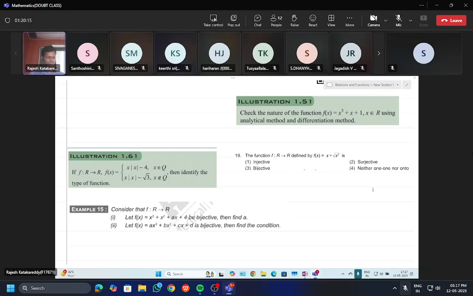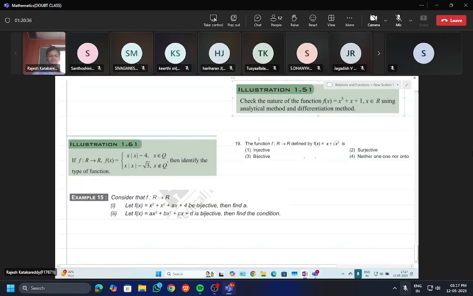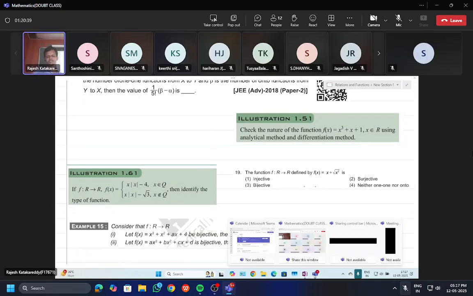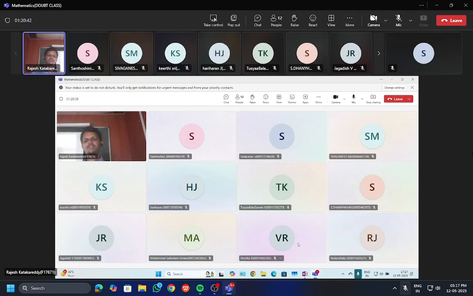Sir, in this problem do we use both the methods? Which one? The analytic one, 1.51? That is not required. Just use the differentiation method. Remaining we'll see in the f of x1 equals f of x2 method. We assume x1 and x2 are two distinct values. Then if f of x1 equals f of x2, then x1 should be equal to x2.